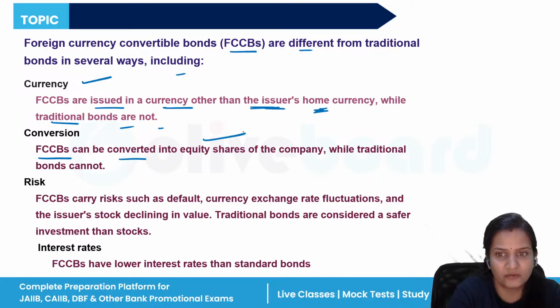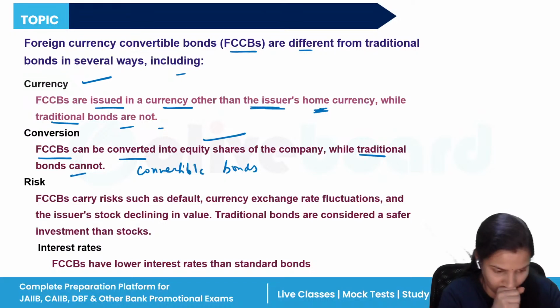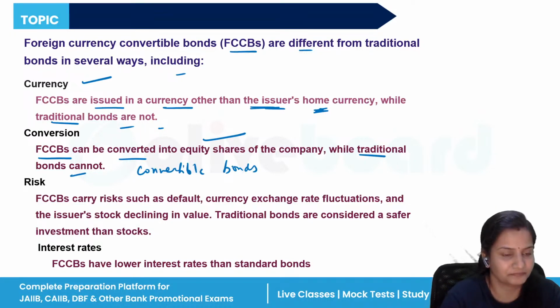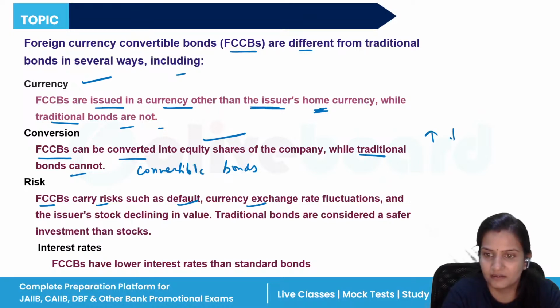FCCBs can be converted into equity shares of the company. While the traditional old pattern bonds cannot be converted unless and until they have been written as convertible bonds in the articles of association, memorandum of association of the company. Now, FCCBs carry risks such as risk of default, currency exchange rate fluctuations, interest rates going high or down, issuer stock declining in value, and market fluctuations.